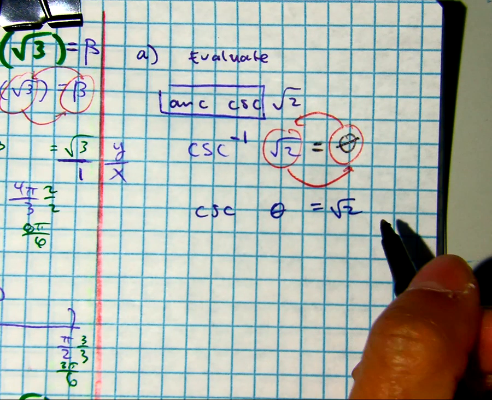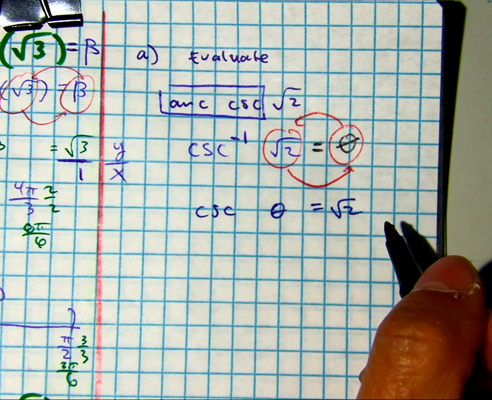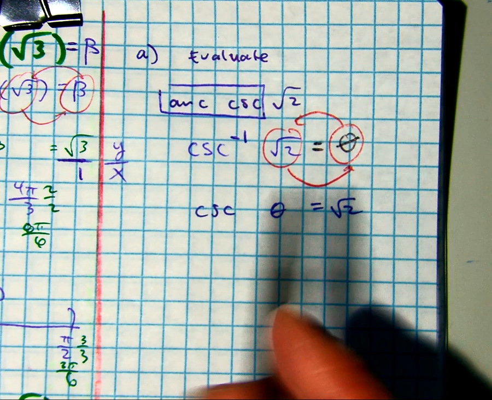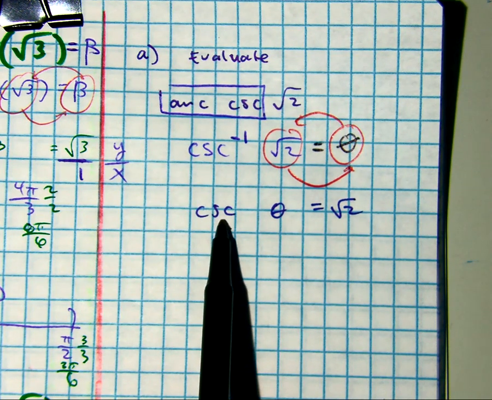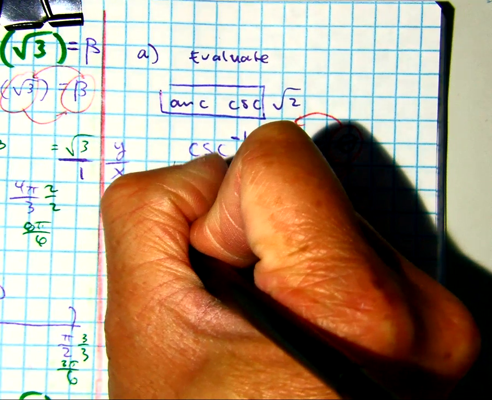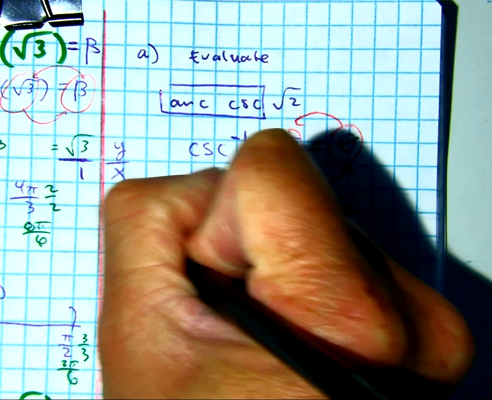What were my hints? What's the letters for cosecant? X, Y, and R. Okay, this is a hint. So essentially I'm looking for what?